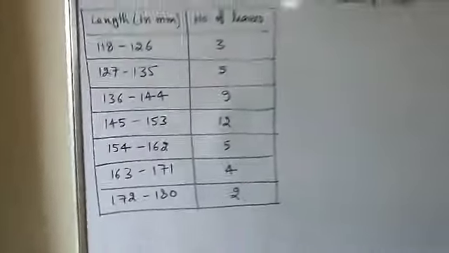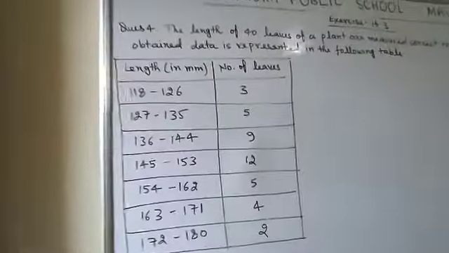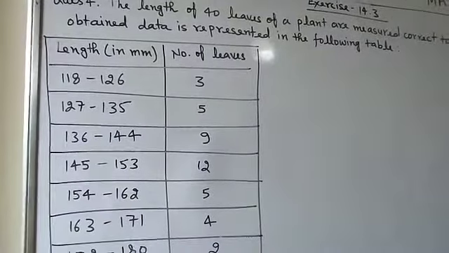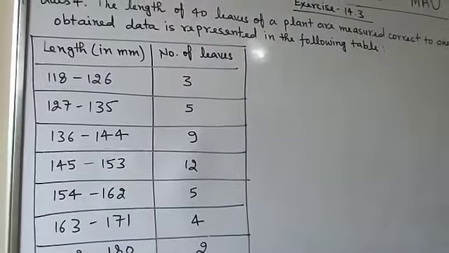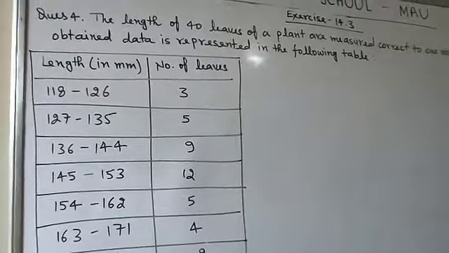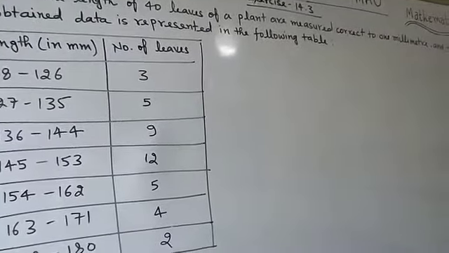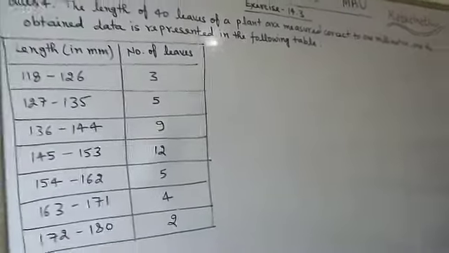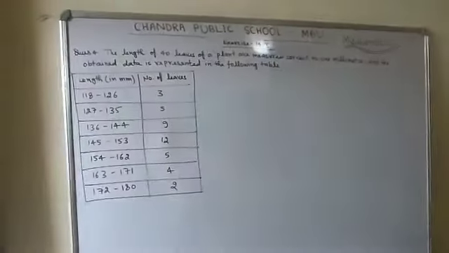So that table is given, and in the question, the first part asks to draw a histogram to represent the given data. So first you need to represent it in the histogram. After that some more parts are asked, but first of all you need to draw the histogram.